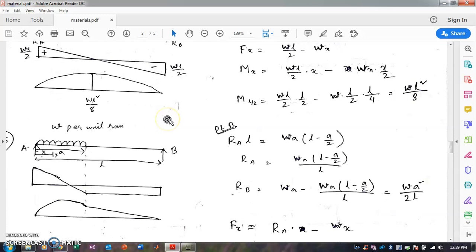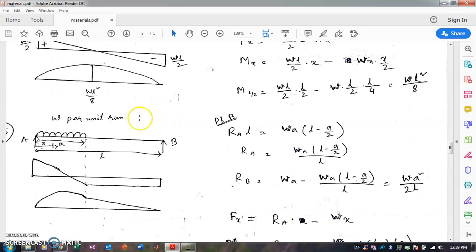Now, if the load is distributed partially, not distributed throughout the length, then what will happen? Suppose here the same load is distributed through a distance small a. Again, by the same procedure, at first we need to calculate the value of RA and RB. So taking moments about point B, the clockwise moment is RA into L, and the anti-clockwise moment is due to the downward force Wa. And the distance is how much?